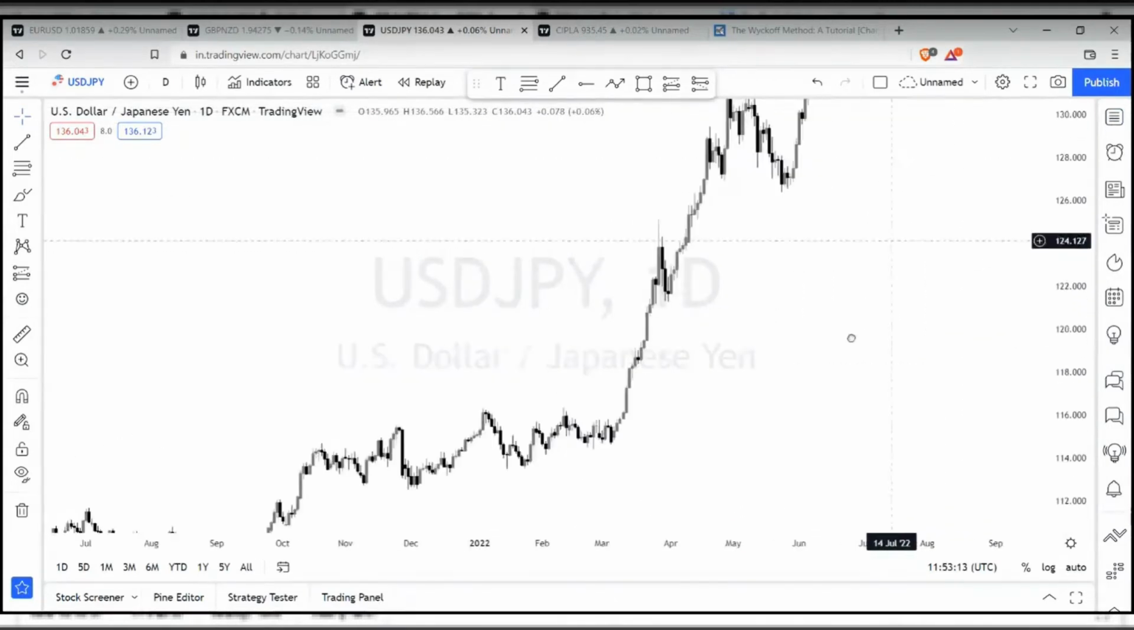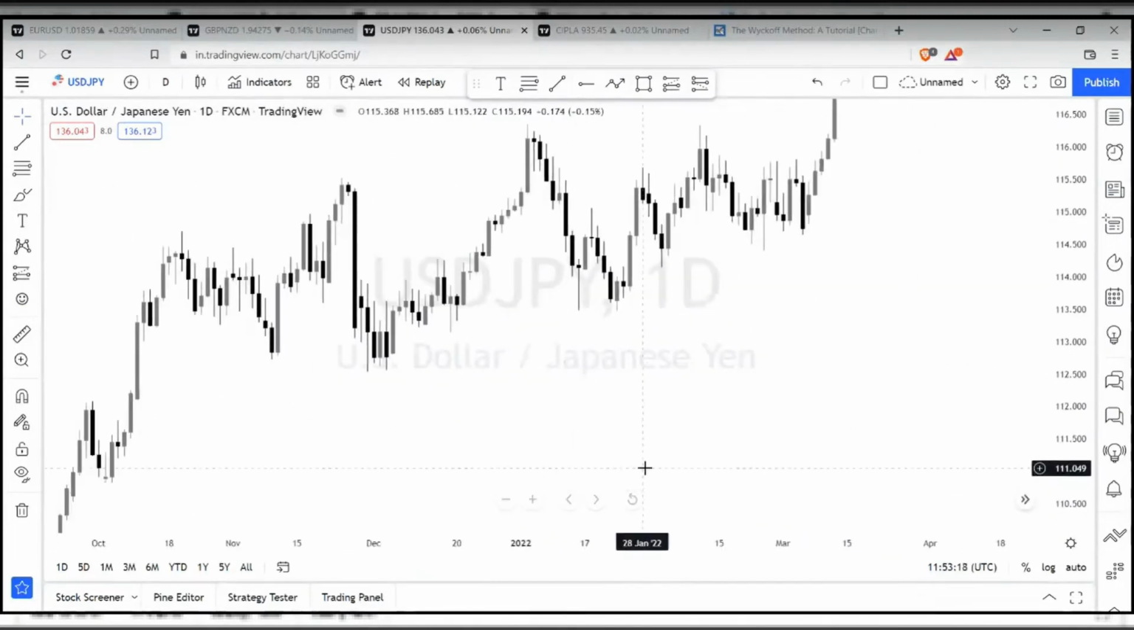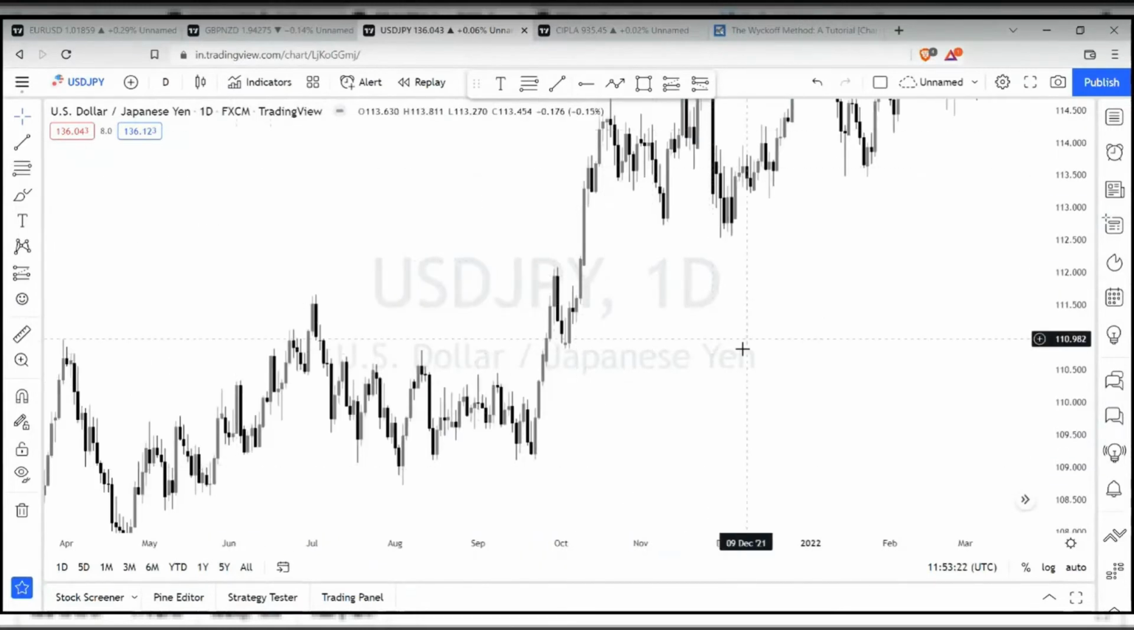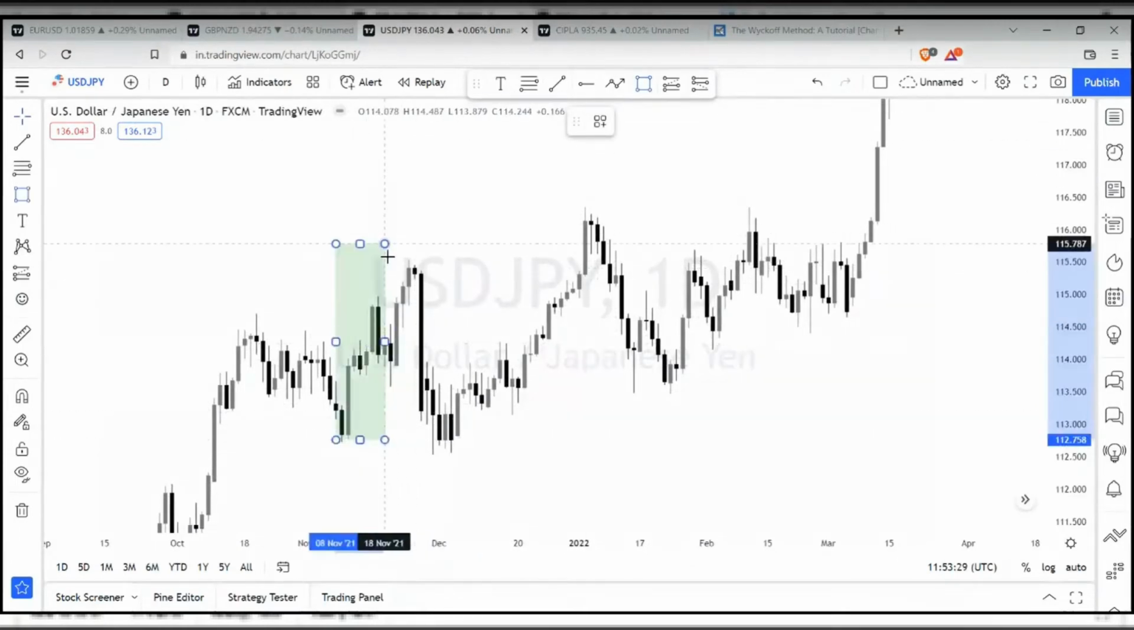Okay, right here. Price is in bullish momentum, break above. Now price breaks above this. Where is our first box now? This becomes our first box. Price reversing. Where is our second box? This is our second box.